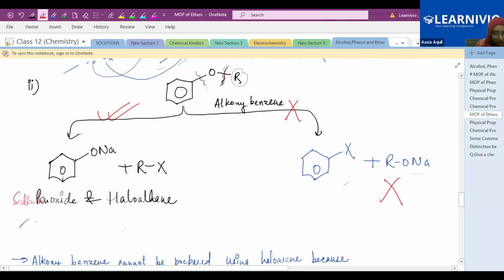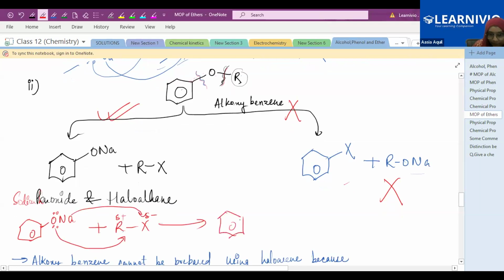You can show here: this is your O, Na. Sodium has lone pairs around the oxygen, and sodium will have the positive charge, and this R-X will have a partial positive charge on carbon and a partial negative charge on X. Now it's very easy. It will form the alkoxybenzene, benzene-O-R group, plus your NaX. So that's the alkoxybenzene. Is it clear to everyone?